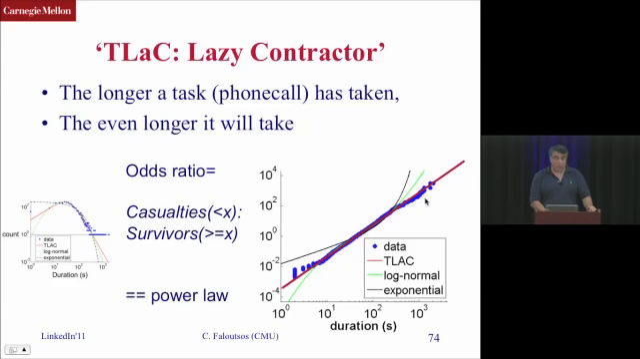For the phone calls of the anonymous Smith that we mentioned a second ago, the blue dots are real data. Again, a line fits well. So there seems to be a power law between the odds ratio of the phone calls and the duration.